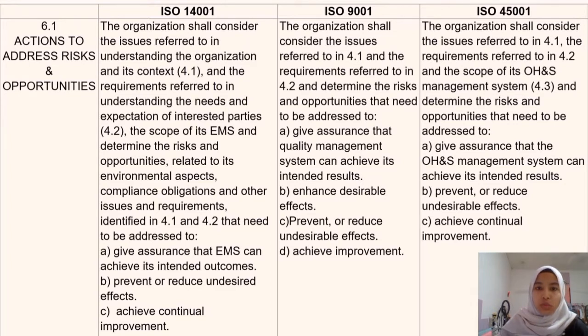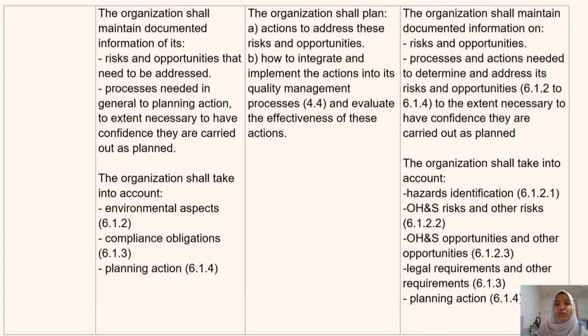Next, the three ISO standards address preventing or reducing undesired effects which can be harmful to the environment, including the potential for external environmental conditions to affect the organization. And lastly, these three ISO standards need to achieve continual improvement in order to maintain good effects on the environment. Okay, so we move to the next slide. These three ISO organizations shall maintain documented information of their risks and opportunities, and also the processes and actions needed to make sure these actions are effective and carried out as planned.